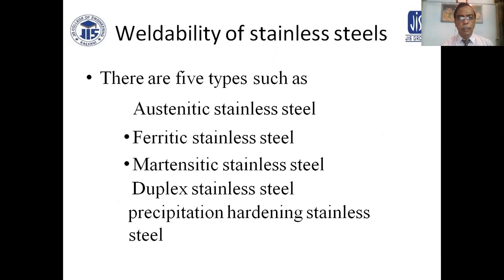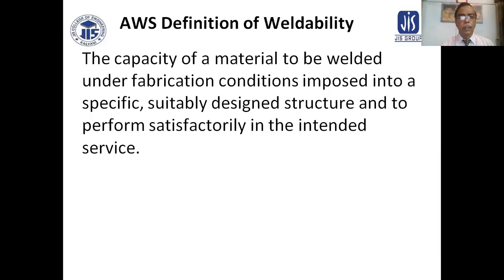Weldability of stainless steel. There are 5 types: austenitic stainless steel, ferritic stainless steel, martensitic stainless steel, duplex stainless steel, precipitation hardening stainless steel. These are the 5 types of stainless steel. Most common is the austenitic stainless steel. AWS specification of weldability: the capacity of a material to be welded under fabrication conditions imposed into a specific, suitably designed structure and to perform satisfactorily in the intended service.